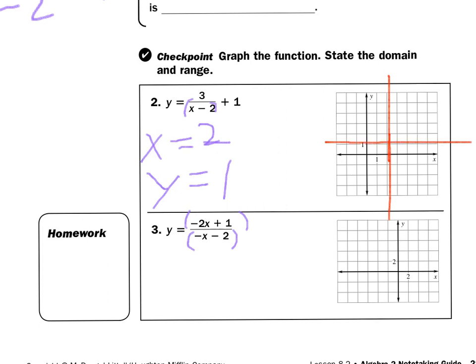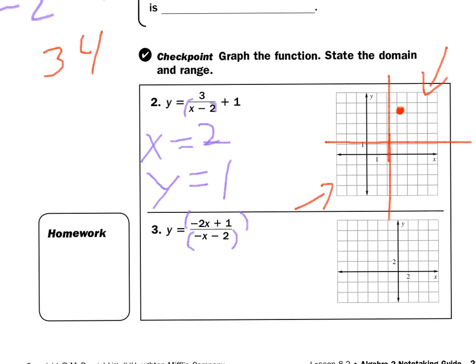And because this thing's positive, I should suspect that I'm going to have branches in these 2 areas. I'm going to choose some easy points, some number that will make dividing 3 by it easy. If x equals 3, 3 minus 2 is 1, 3 over 1 is just 3, 3 plus 1 is 4. So I have the point (3, 4), a point right up here, in a good location.